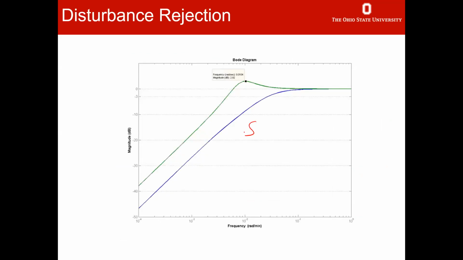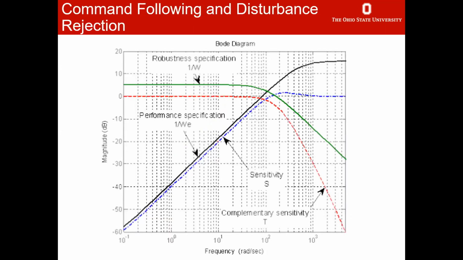Same here, this is S, magnitude of S. I want this to go down as much as possible so I don't respond to disturbances. And of course, again, I don't care about the phase of this at all. And this is where I have these together, and sometimes you put bounds on this. This is T, magnitude of T, this is magnitude of S. And there's a relation that says S plus T equals 1. Not magnitude of S plus magnitude of T, but S plus T as complex numbers. This is a constraint that I have to live with.